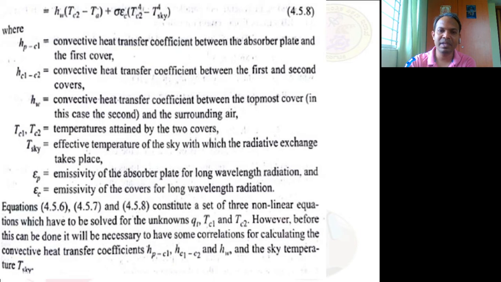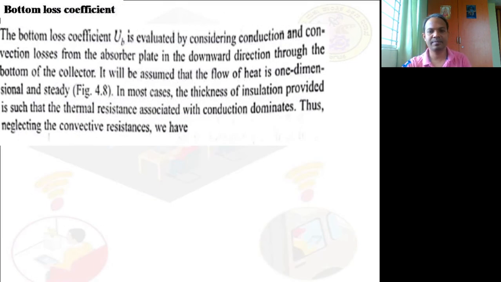Epsilon p is the emissivity of the absorber plate and epsilon c is the emissivity of the covers for long wavelength radiations. So we have these three non-linear equations, which have to be solved for the unknowns Qt, Tc1, Tc2. However, before this can be done, it will be necessary to have some correlations for calculating the convective heat transfer coefficients Hp, H1, H2 and H3, and the sky temperature T sky. A correlation is required. Okay, that is the idea behind that.